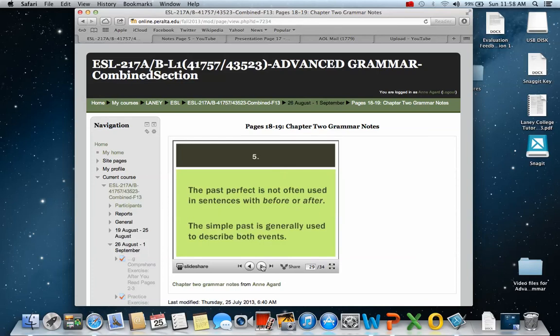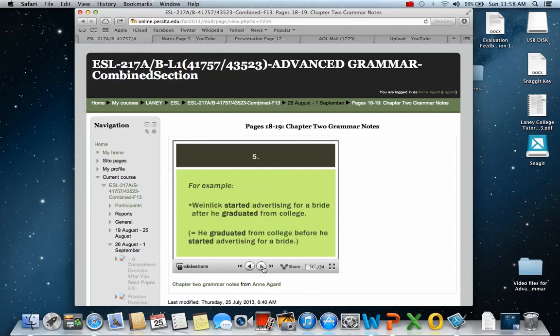Okay, the past perfect is not often used in sentences with a before or after. In a sentence with a before or after, we tend to use the simple past to describe both events. For example, Weinlich started advertising for a bride after he graduated from college. Or another way to say that, he graduated from college before he started advertising for a bride.